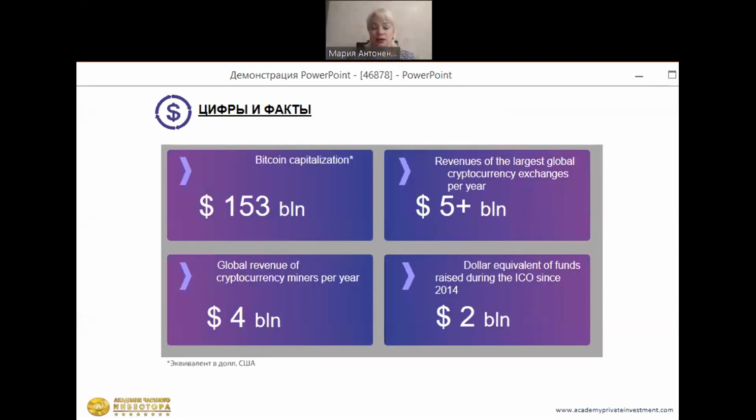And here you can see the average statistic about the Bitcoin capitalization when its price was $10,000. Its capitalization at that time was 153 billion. Today, the price of Bitcoin went down to about $7,000, and the capitalization is about 120 billion US. But what does it mean for the global market and the crypto economy?